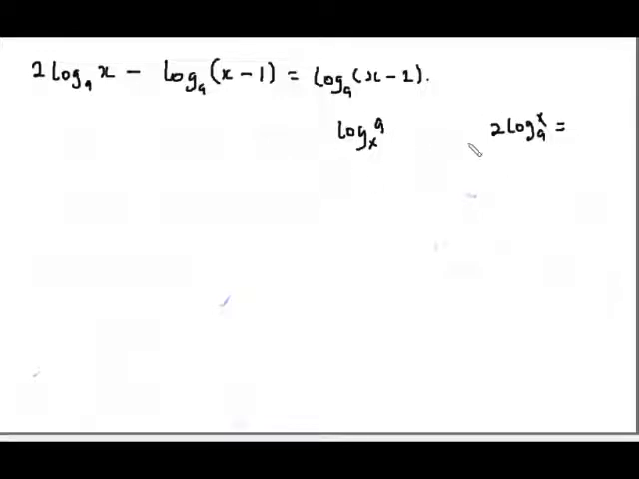So the result would ultimately be log a of x squared. You are pulling the 2 and making it the power of this number here. So that's what we are going to do. We have log a of x squared minus log base a of x minus 1, which fits in nicely. So this is log a (x minus 1).